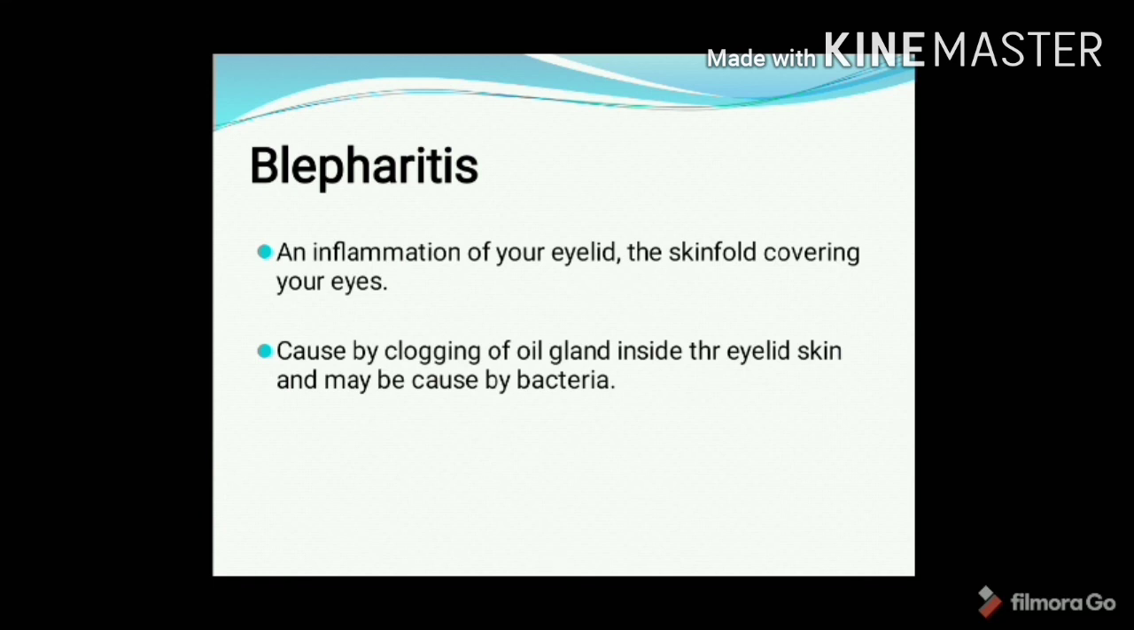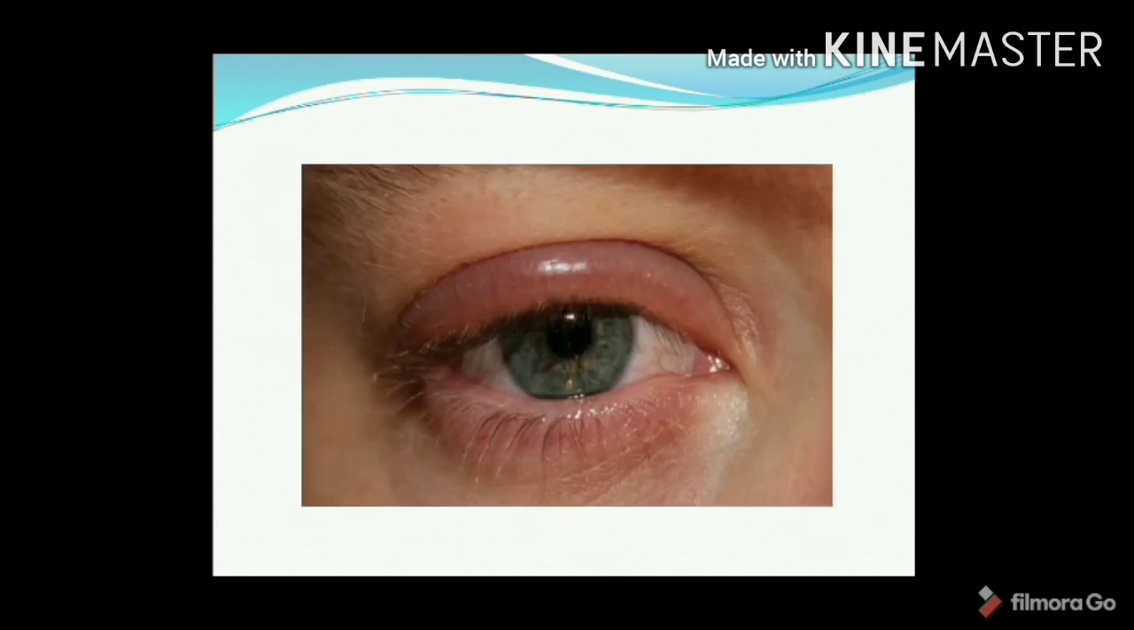For number 4, blepharitis. So, it is an inflammation of your eyelid, the skin fold covering your eyes, caused by clogging of oil gland inside the eyelid skin and may be caused by bacteria. So, bacteria blepharitis, common eye disorder caused by either bacteria or a skin condition such as dandruff of the scalp or rosacea. So, here's the image of a person having blepharitis. Yan, so makikita mo naman yung eyelid niya, no? Yan, may diferensya na.